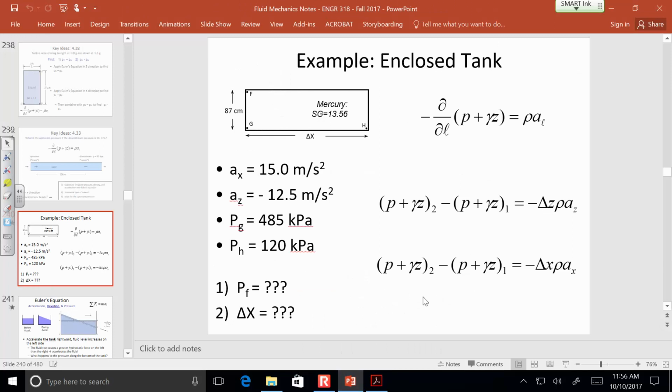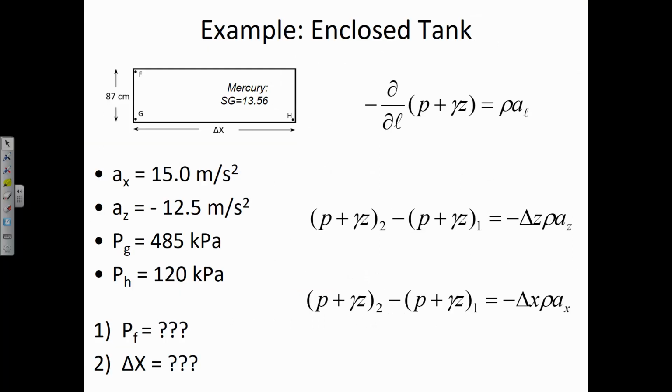Okay, so just to remind you that if you have acceleration in two directions, if you're going from one corner to the other corner, meaning that the two locations of interest have both a change in z and a change in x, you have to account for those directions in steps.